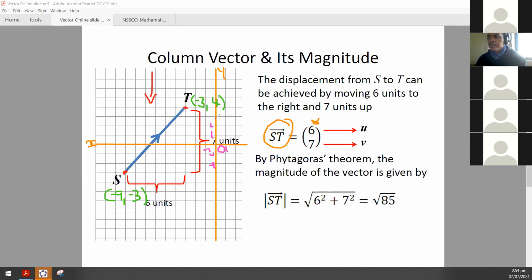And then we square them and then square root them. And then that is what we are trying to achieve.